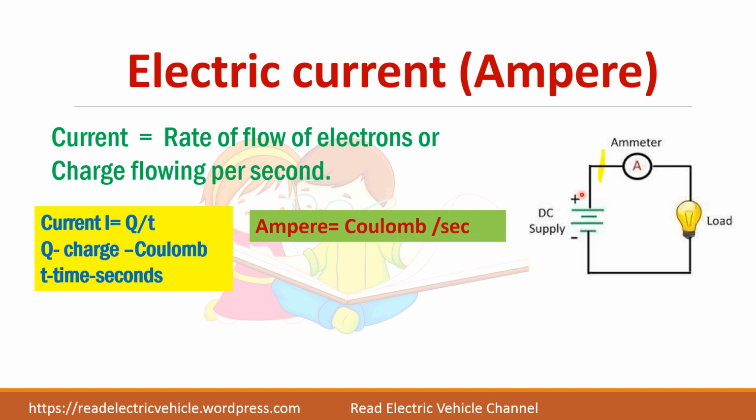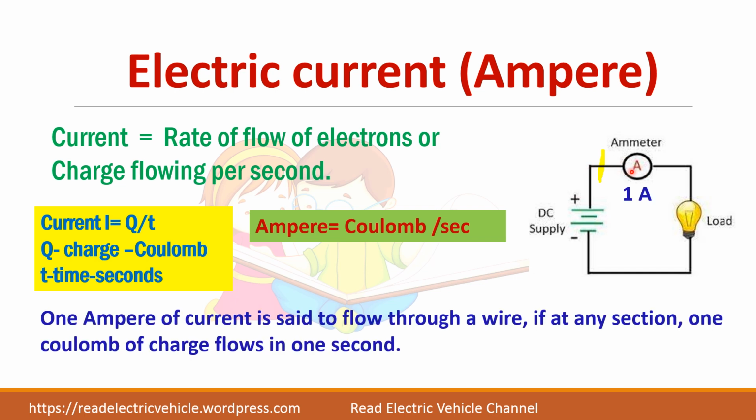So you take a small circuit which is supplying a bulb, and you connect an ammeter. This circuit is said to carry 1 amp if at any cross section of this wire 1 coulomb of charge flows for 1 second. Then we say 1 ampere of current flows in this circuit.